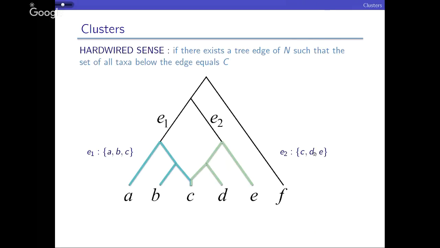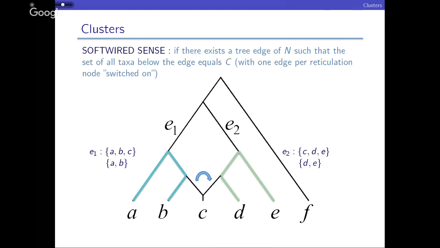But there is another way of seeing a cluster inside the network, which is the software sense. We do again the switch on, switch off thing we saw in the display tree. So for each reticulation, we switch on one of the edges and we switch the other off. And then we look at which labels we can reach from the nodes. So here we can reach A and B and D, so again, the cluster is ABD. But on this side, we can't reach C anymore, so the cluster is E and D.